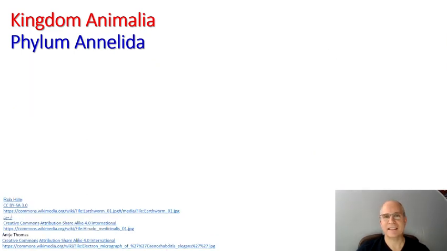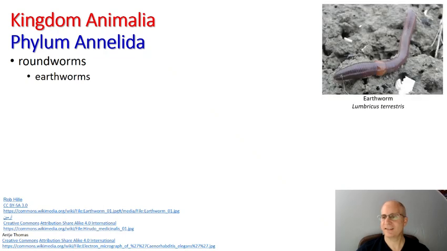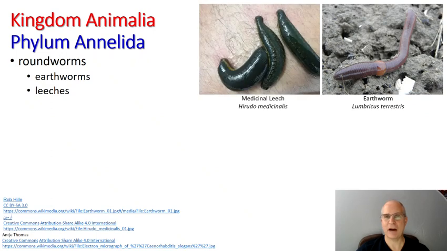Next phylum is the phylum Annelida. These are the roundworms. So these are going to include things like earthworms that you see there, leeches. Now, I'm sure you've heard of leeches before. Leeches get kind of a bad rap. They are parasites. There are leeches that are not parasites. In fact, many of the ones that we find in Illinois are going to be more scavengers.